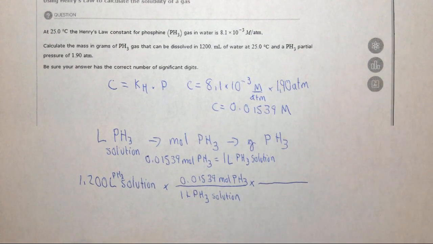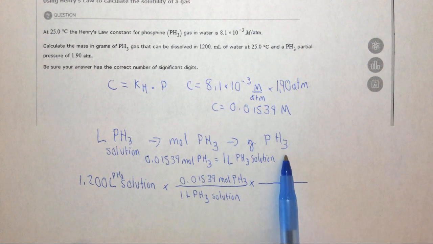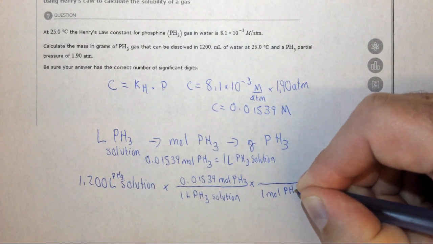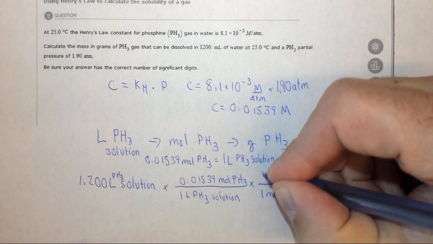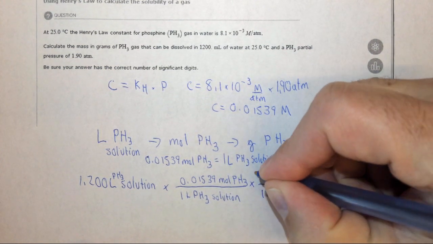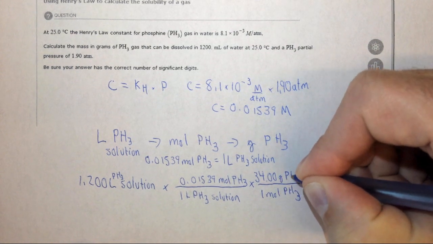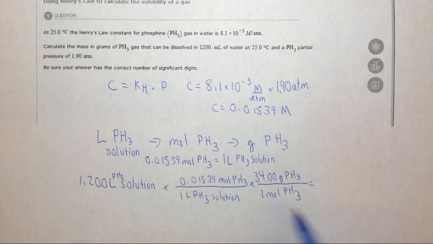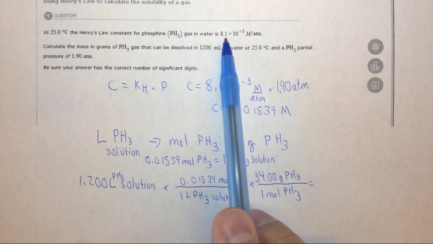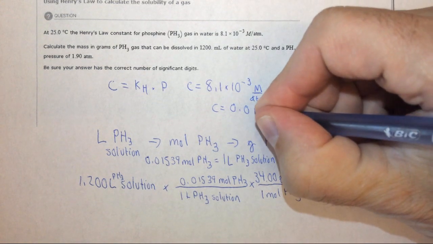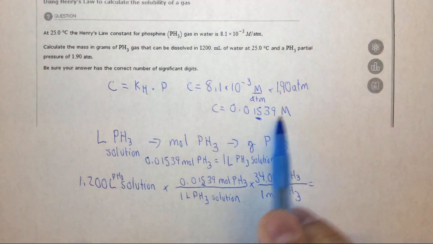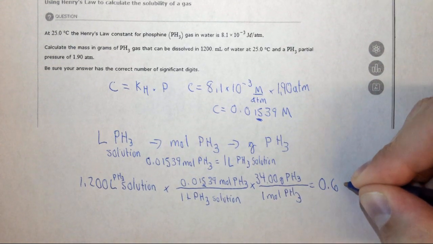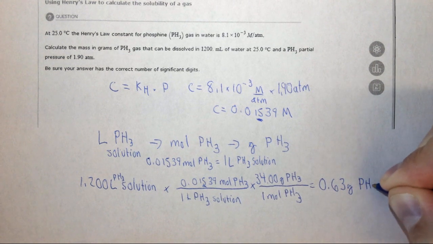times, in the next conversion, we need to convert from moles to grams, so we need to use the periodic table. We put the 1 mole of PH3 on the bottom, and if you add phosphorus and 3 hydrogens, you get 34.00 grams of PH3 on the top. Multiply by the top, divide by the bottom, multiply by the top, divide by the bottom. I will note that since the Henry's law constant is 2 sig figs, this is the sig fig we care about here. This is a measured number, so the answer is going to be 2 significant figures, which in this case is 0.63 grams of PH3.